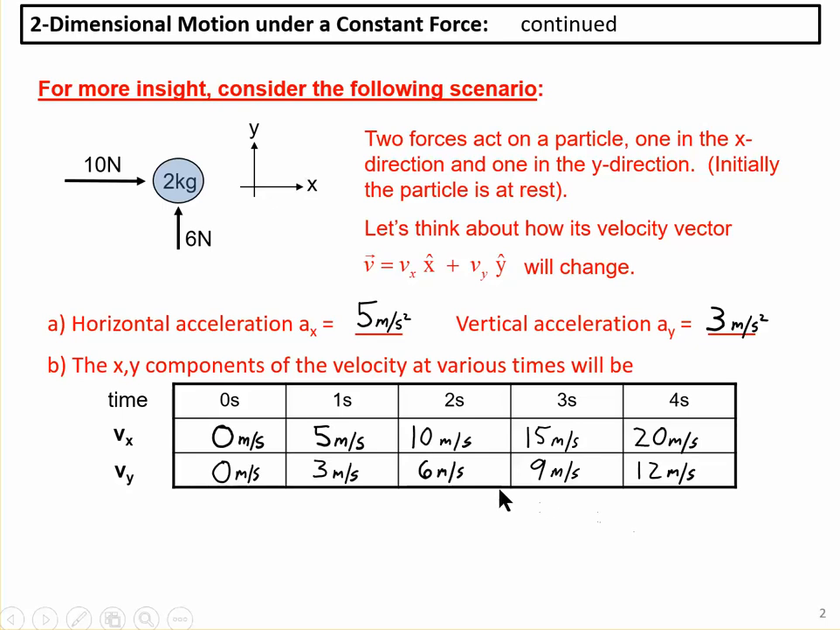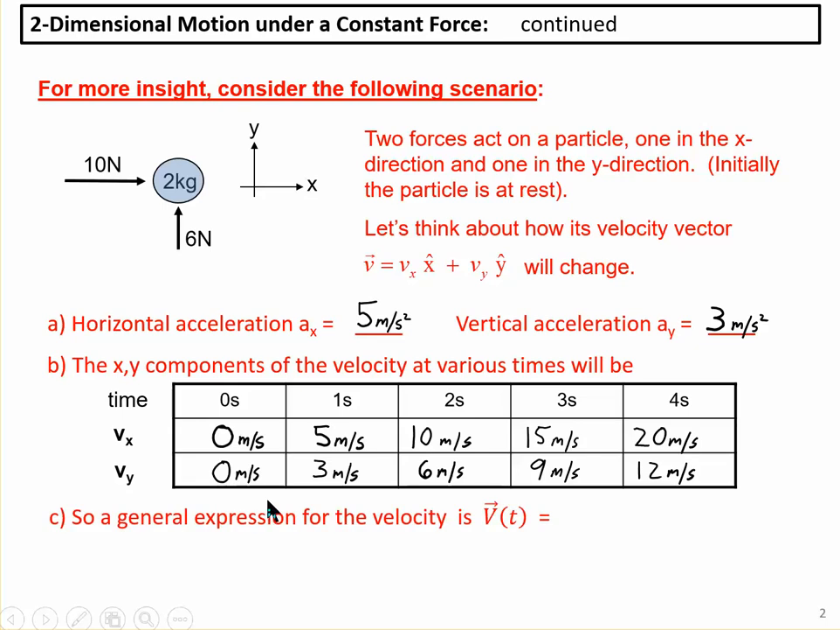So both of these things are happening simultaneously. This particle here is simultaneously going faster and faster in the x direction and going faster and faster in the y direction. Both things are happening at once, so its actual motion will be something like this, along some type of diagonal here.